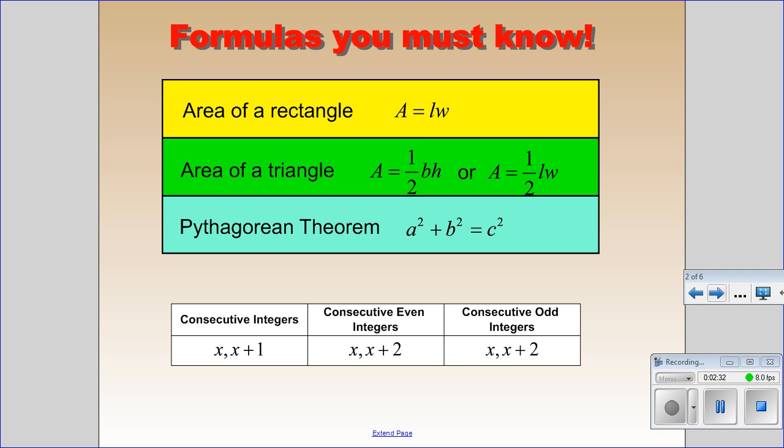Notice also at the bottom I have consecutive integers, our x and x plus 1, and then the difference between those and consecutive even and odd integers. So take note of this screen, make sure you understand this.